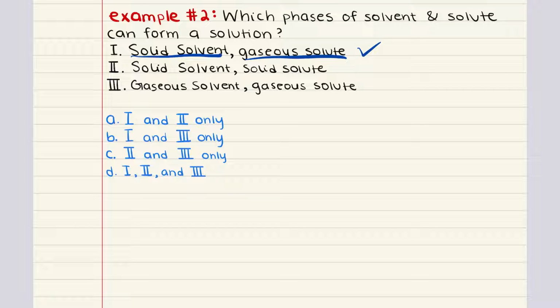Now an example would be alloys such as brass, which is a mixture of copper and zinc. This type of solution is also possible, and it's known as a solid-solid solution. So statement 2 is also correct.